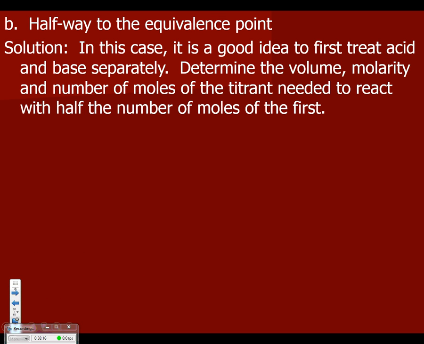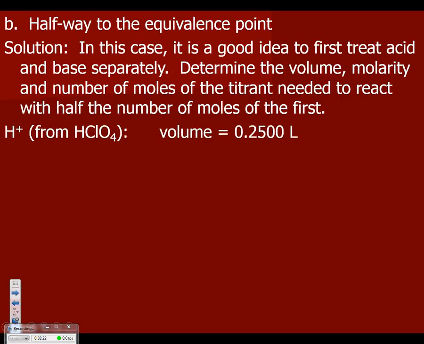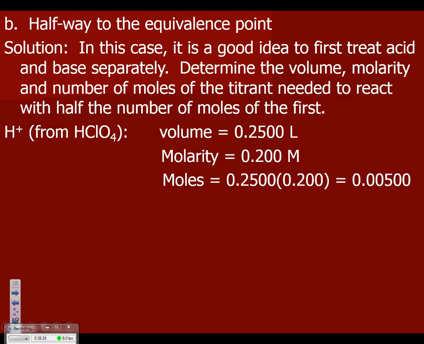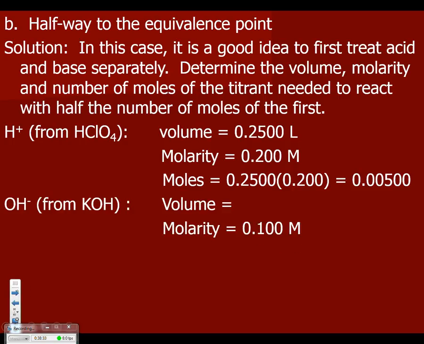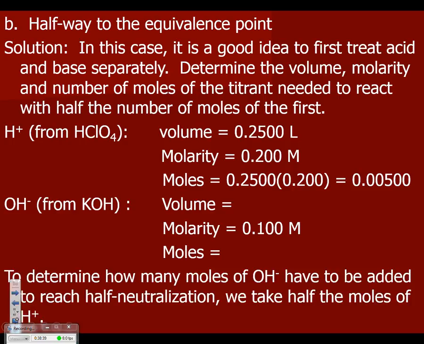Okay? Then, halfway to the equivalence point, we're also going to do a graph, and you'll see what happens here. But basically, okay, we've got a volume, and we've got H+, we've got a molarity. We know how many moles are there. From the OH minus, we know its molarity. The moles, to determine how many moles of OH have to be added to reach the half titration or half neutralization, we take the moles of H+, and what do you think we're going to do? How do we get halfway there?